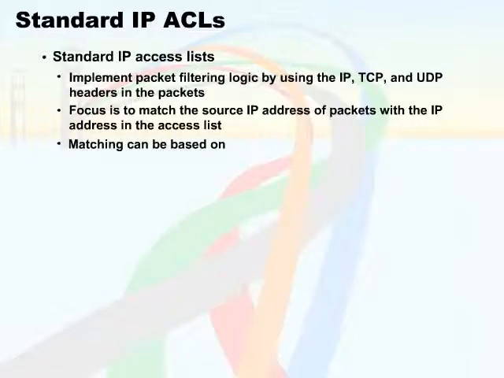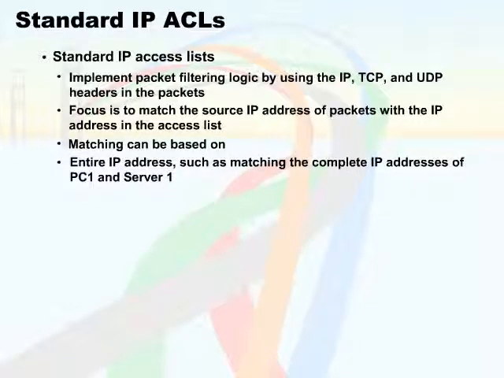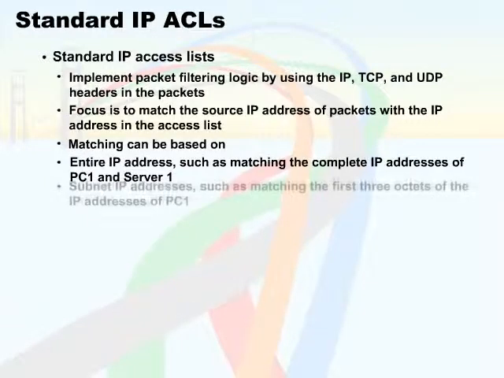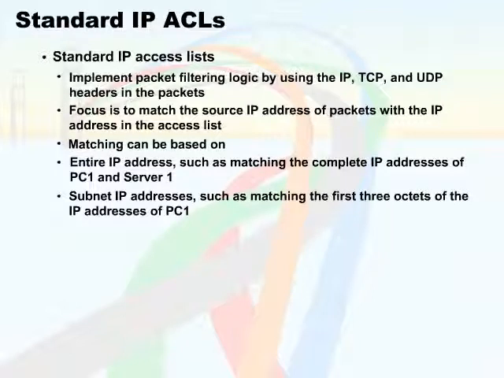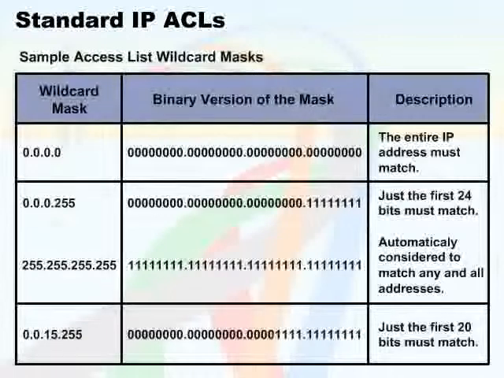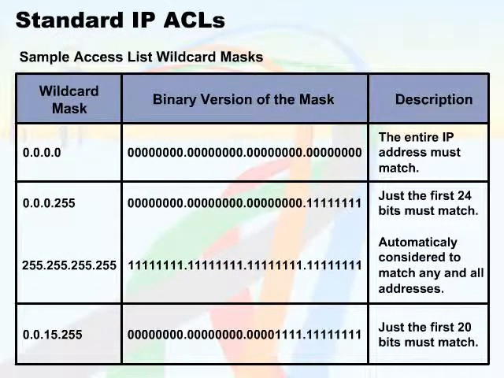Matching can be based on the entire IP address, such as matching the complete IP addresses of PC1 and Server 1, or subnet IP addresses, such as matching the first 3 octets of the IP address of PC1. Cisco uses wildcard masks with IP addresses. For implementing the packet filtering logic, the router uses the wildcard mask to determine the part of the IP address that is to be compared with the configuration statement.